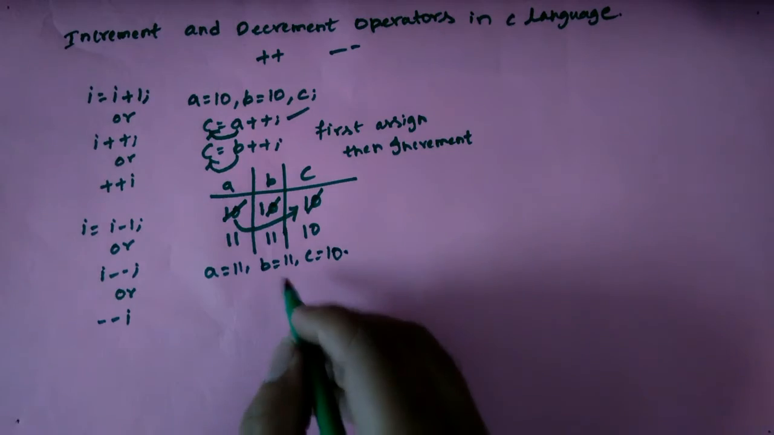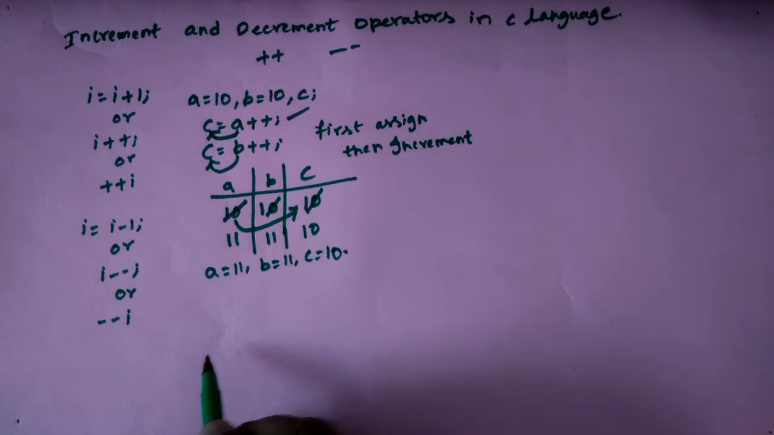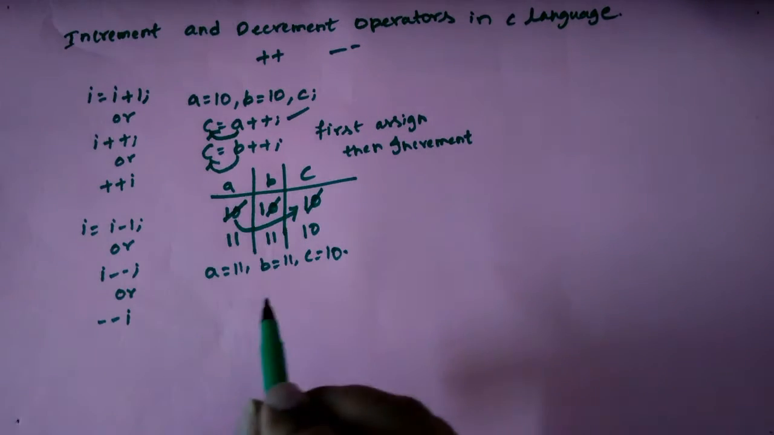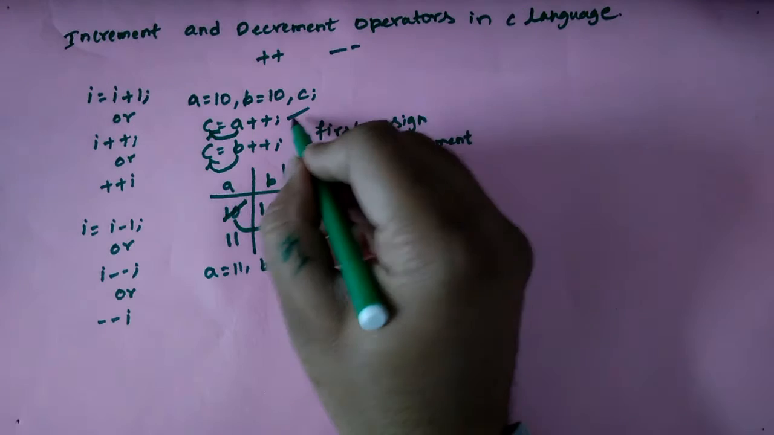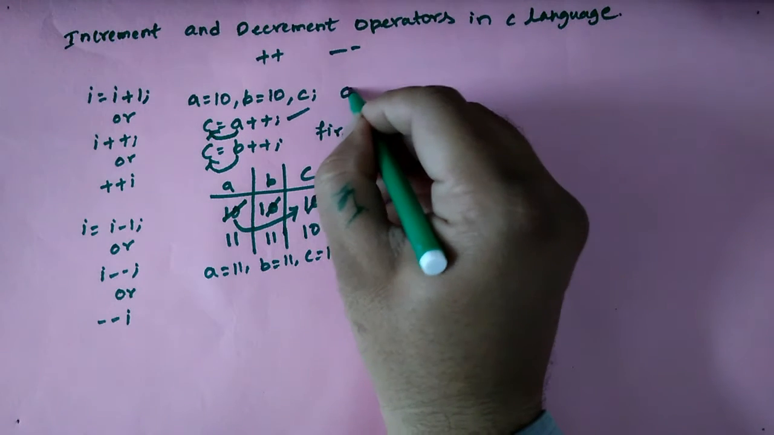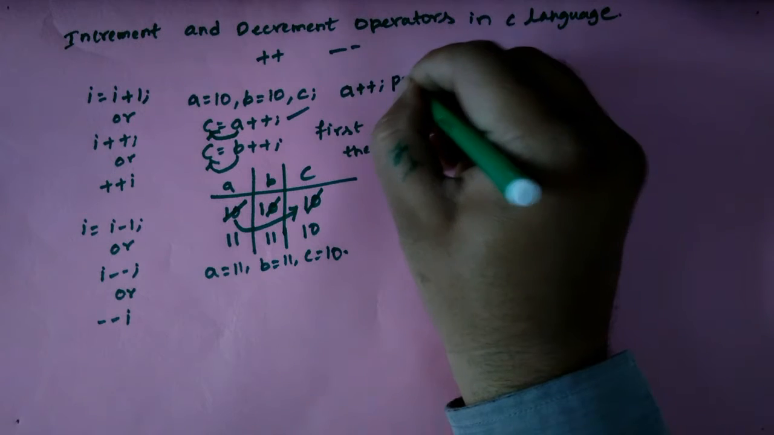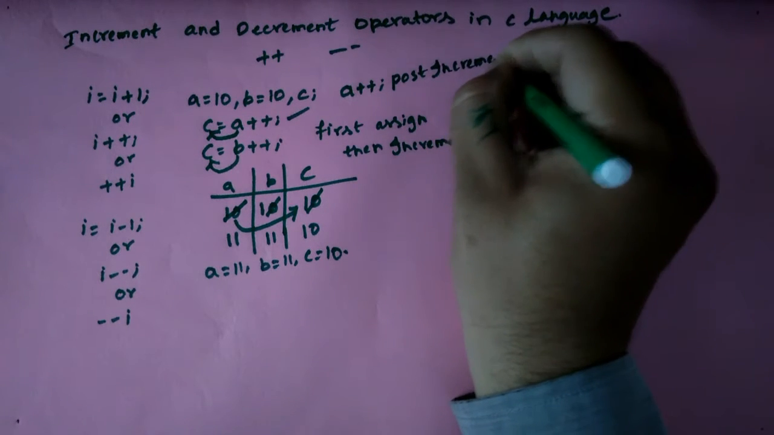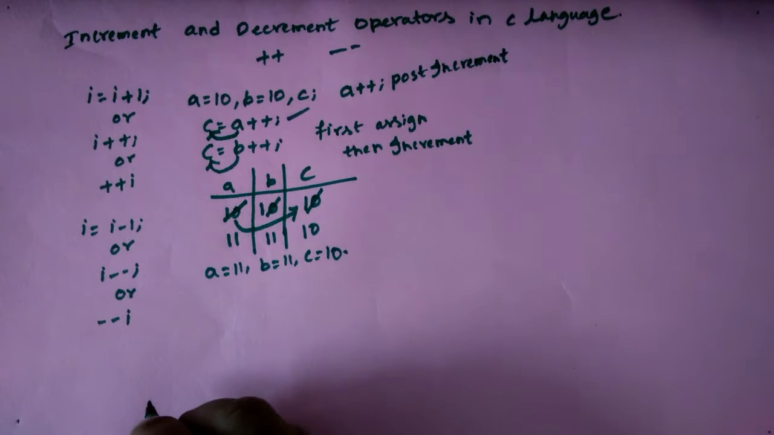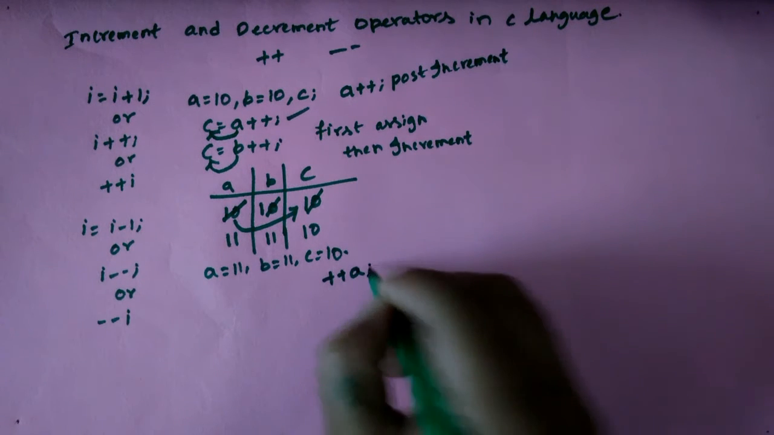Now we have seen A plus plus and B plus plus. Now let's see plus plus A and plus plus B. If we are writing an operator after the operand, then this is called post increment. Now we are going to see pre-increment.